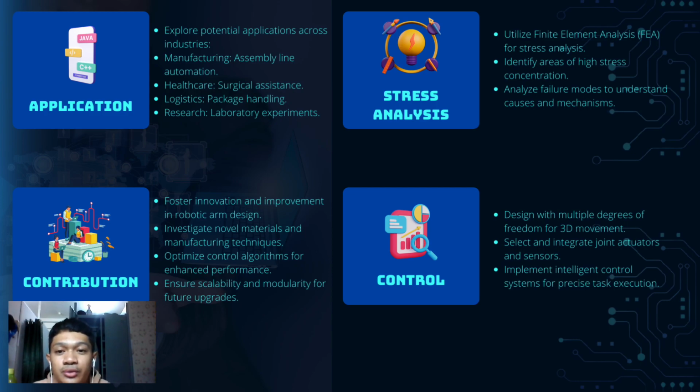Okay, so for the first part, which is the application, we can see that the robotic arm is widely used in several fields in engineering, which is manufacturing. It is used in assembly line automation, in healthcare for surgical assistance, in logistics for package handling, and in research for laboratory experiments. So we can see that robotic arms are widely used and very much needed in the industries to gain higher precision and also to increase productivity.